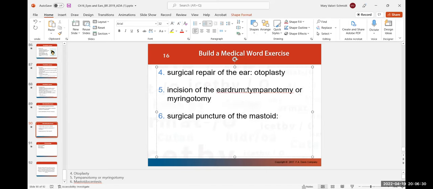Surgical puncture of the mastoid process is mastoidocentesis. A centesis is putting a puncture, a wound, or a puncture with a needle someplace to either draw out fluid or relieve air pressure. So it's mastoid centesis.